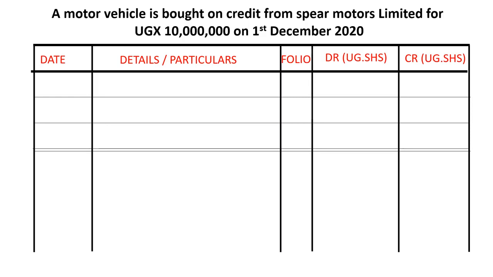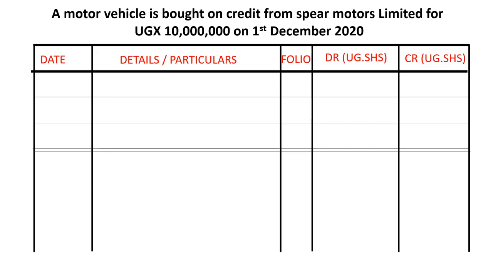Now, here it's the assumption that the entity buying this vehicle does not actually deal in vehicles, because if we are dealing with an entity that deals in buying and selling of vehicles, then it means this is not the purchase of a fixed asset, but rather the purchase of a good. The motor vehicle is a good, but here it's not the case. I hope you get the difference. Here it is an entity that is dealing in something else as its main business operating activity. However, it decided to buy a motor vehicle on credit from Spear Motors Limited.